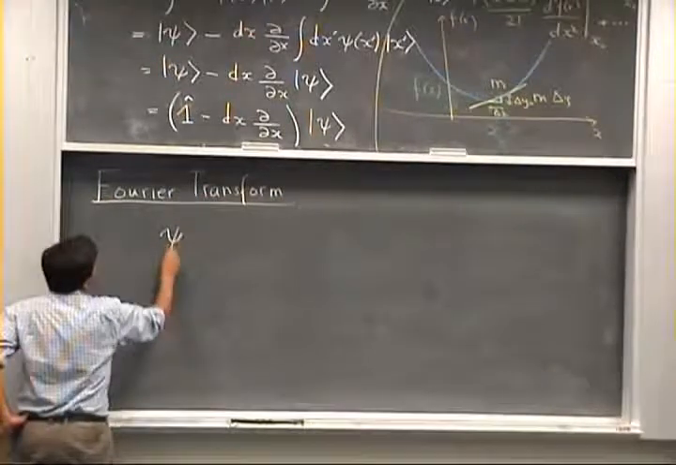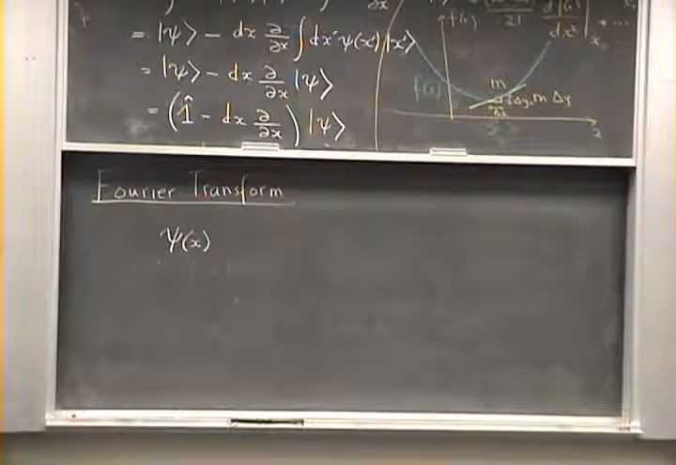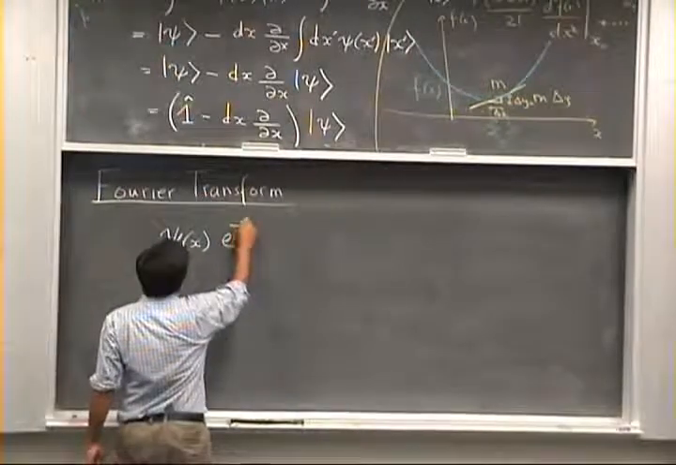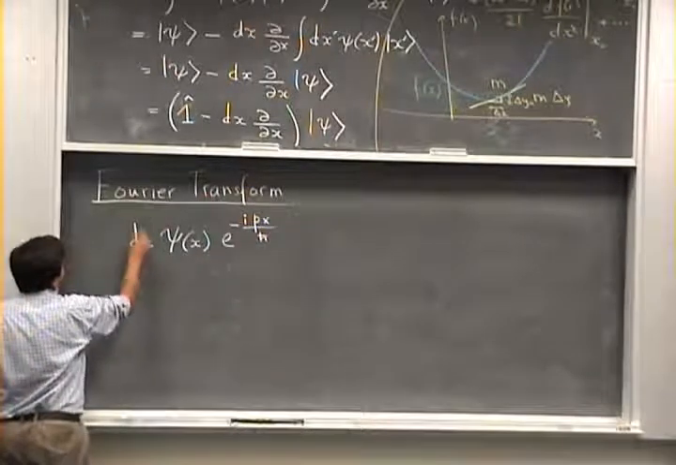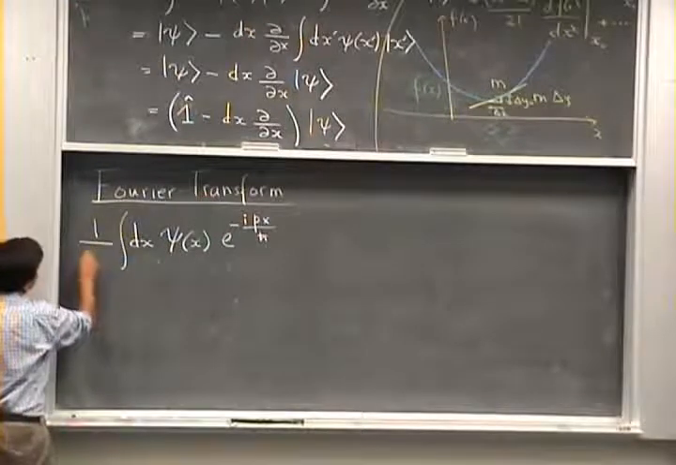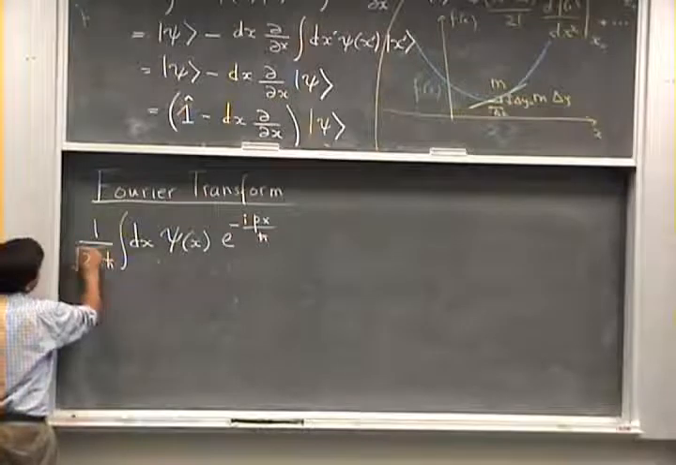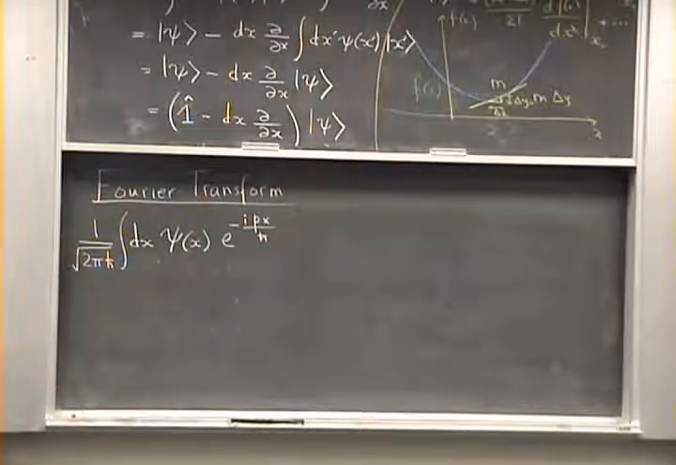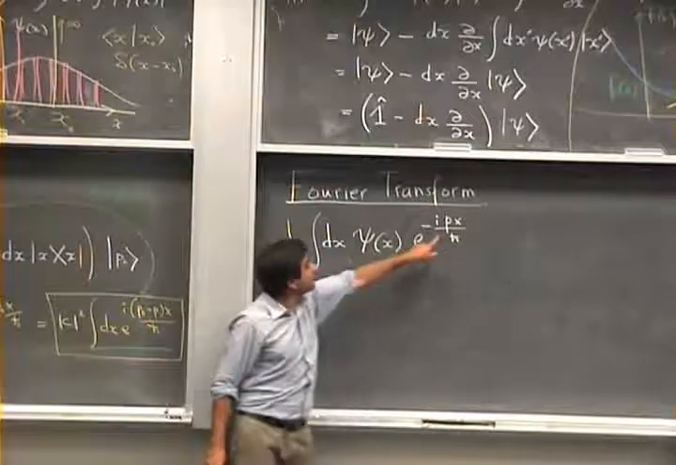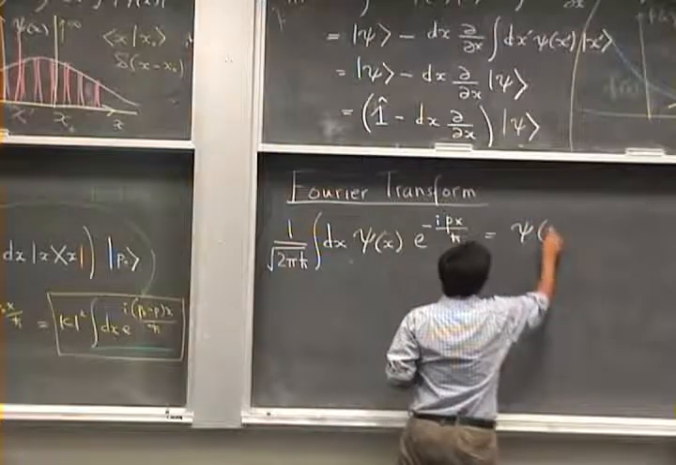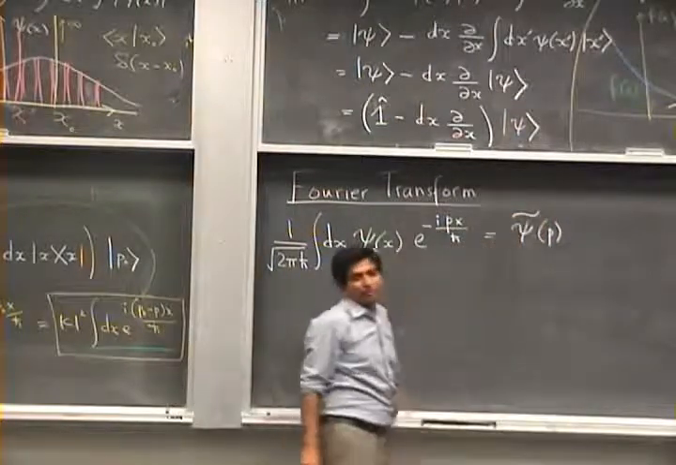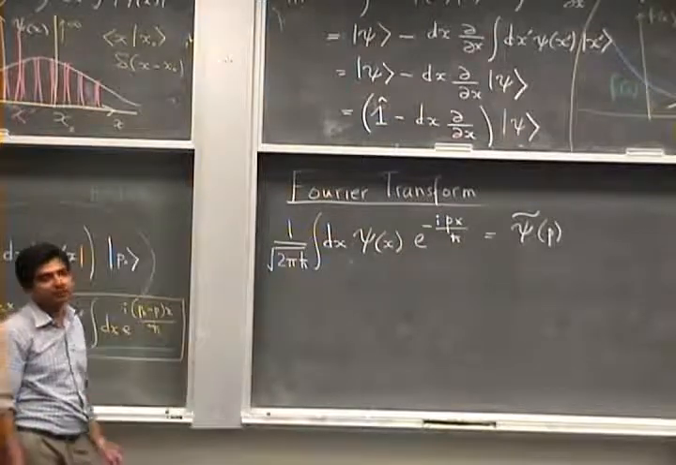If I have a function psi of x, some function that lives in position space, I can find its Fourier transform, which is defined as the following: e to the minus i p x over h bar, integrated over x, divided by the square root of 2 pi h bar. This gives me a new function. Since I'm integrating with respect to x, my new function does not have any x in it. It's a function of this momentum p. This is a new function, a function of p, and I put a tilde on top of it. This is the definition of the Fourier transform.